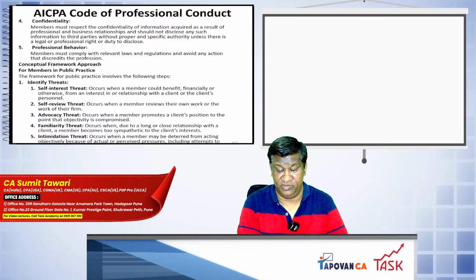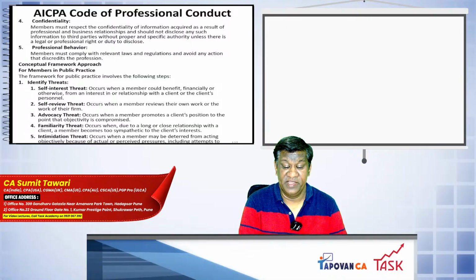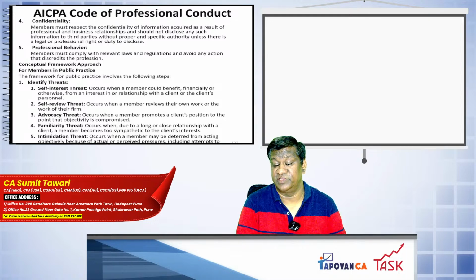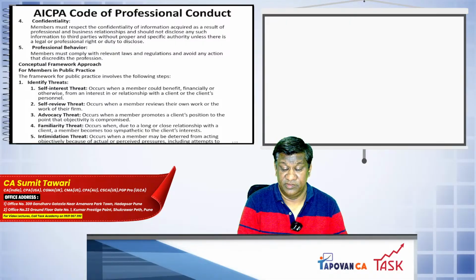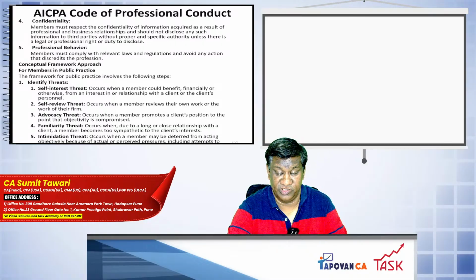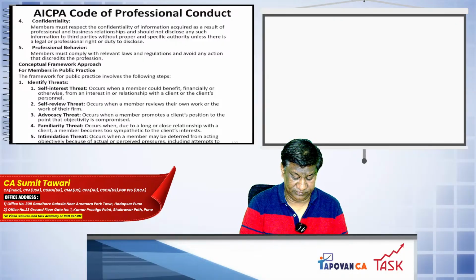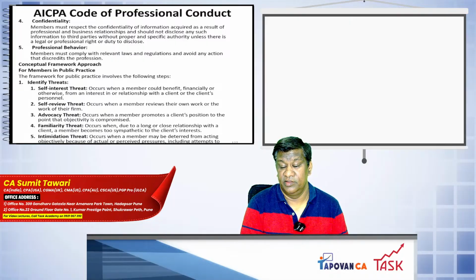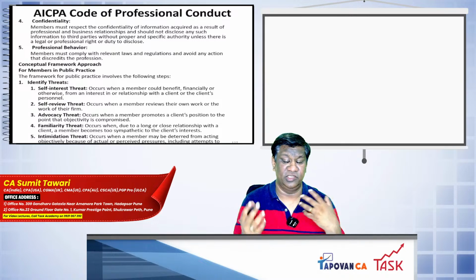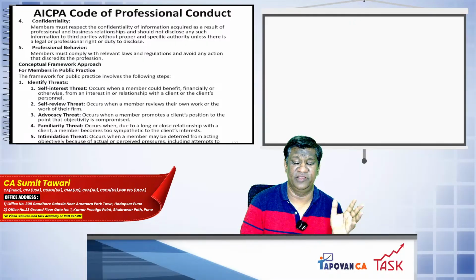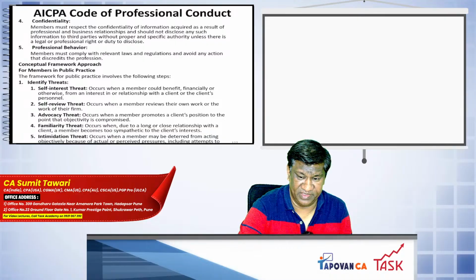So this is one aspect, a long relationship. Second, if your close relative is associated with the client, in that situation also you are protecting the interest of your relative, and you may give a biased opinion. So that is also the familiarity threat. Or if you are an ex-employee, you do not have any intention, but because of continuous closeness, you may give a biased opinion. So that is basically the familiarity threat.